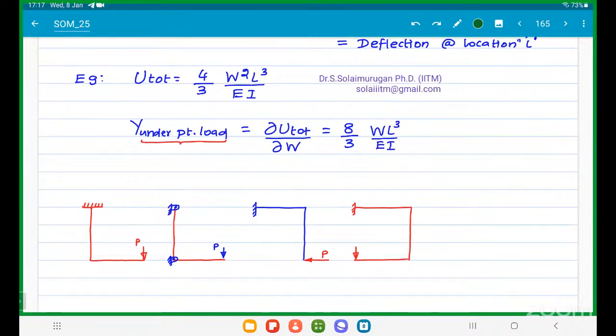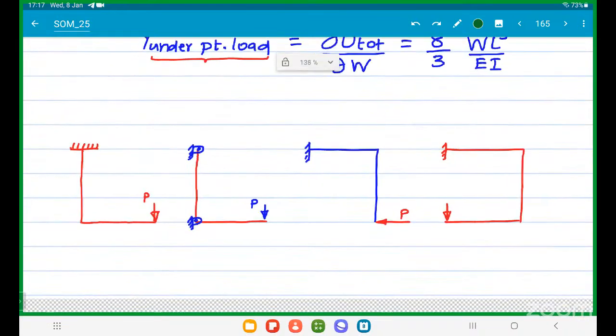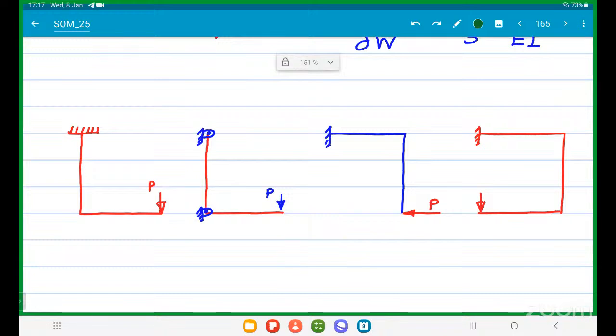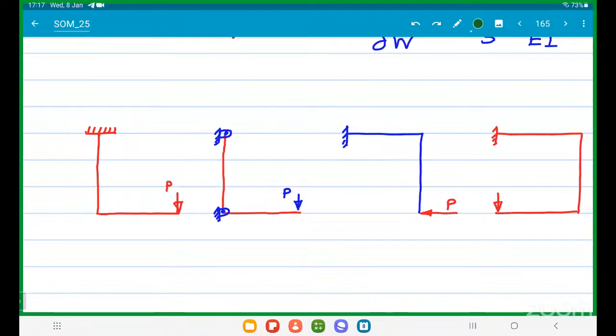Here there is a common procedure. Actually, it is not a rule, but in the GATE exam answer keys they are following. See here, if I shift the load to this point, what are the loads that will be coming? Same load, plus one moment, sir. Correct?